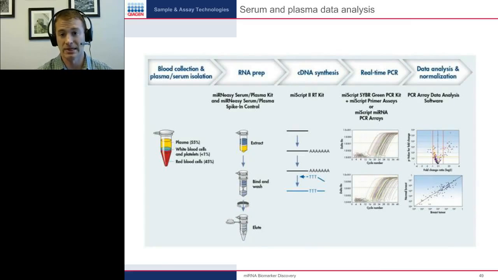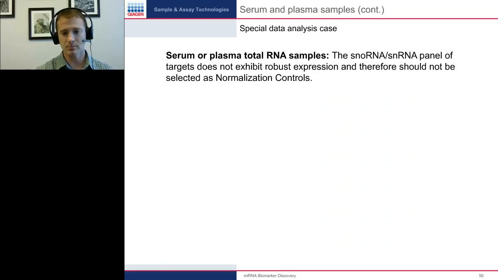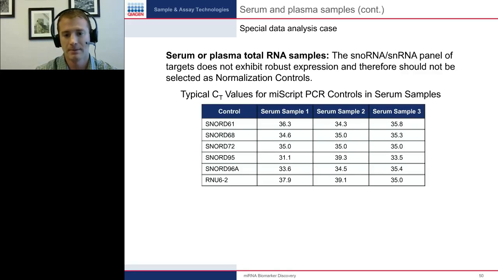So now let's discuss some data analysis when working with serum and plasma samples. Serum and plasma samples are a unique special case simply because the small nucleolar control panels do not exhibit robust expression and should not be used as normalization controls. Small nucleolar RNAs are typically used for normalization when working with cell and tissue samples, but these don't fit the bill when working with serum and plasma. Typically, you see CT values well into the 30s or even potentially not expressed. So you may say then, what are my options?